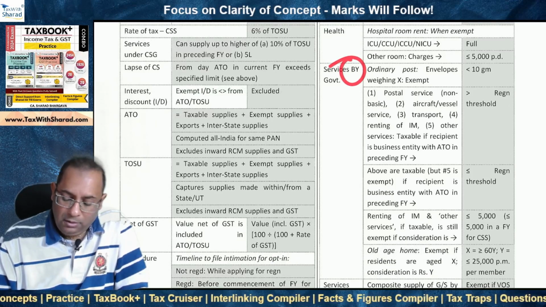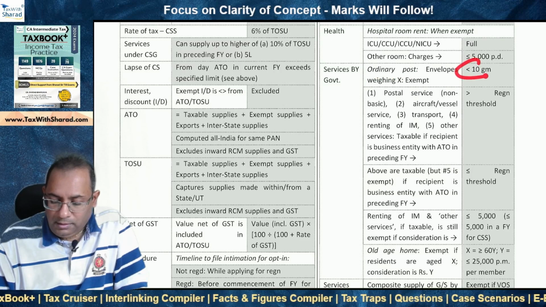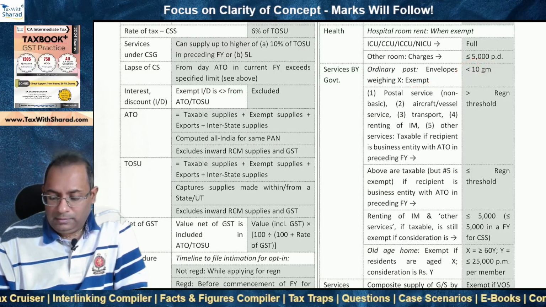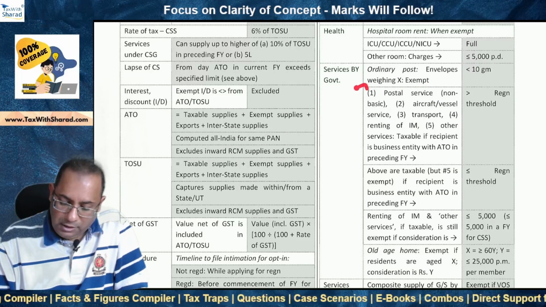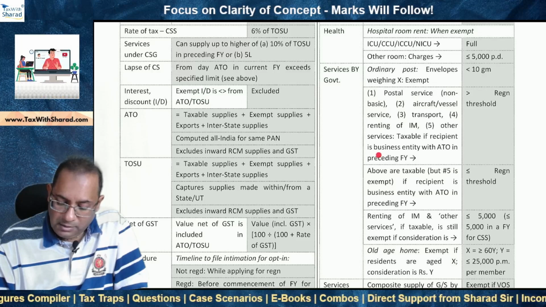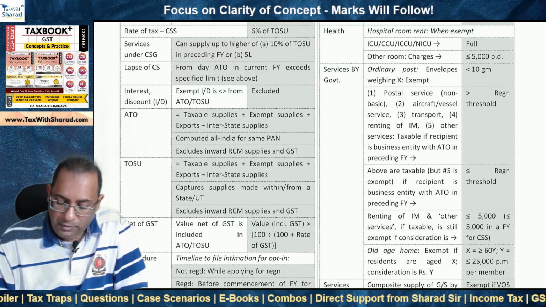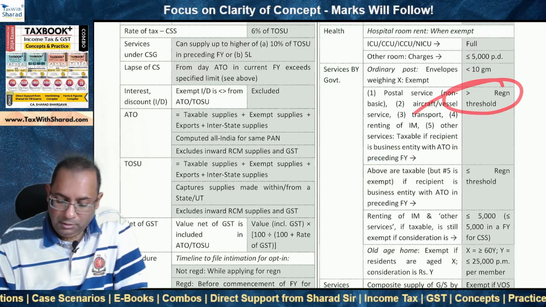Services provided by the government. Ordinary post, envelopes weighing less than 10 grams, the service is exempt. In case of these services which I mentioned, 1, 2, 3, 4 and 5, these are taxable if the recipient is a business entity with ATO in the preceding financial year more than the registration threshold.